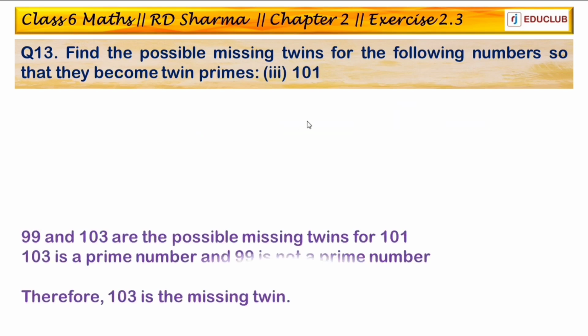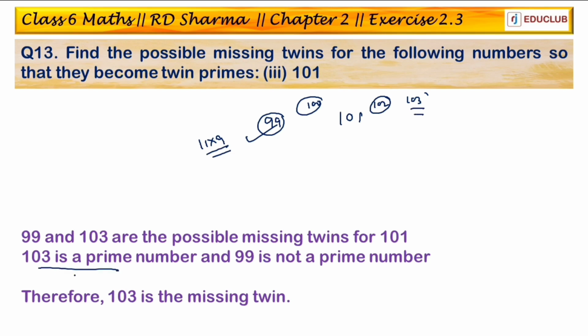101. For 101 the number can be 99, 100 will be composite, or 103. 102 will be composite. Now 99 is not a prime number. 11 into 9 is 99. 99 is not a prime number. 103 is a prime number. So 103 is the missing twin. And twins will be 101 and 103, and 102 is the composite number in between.